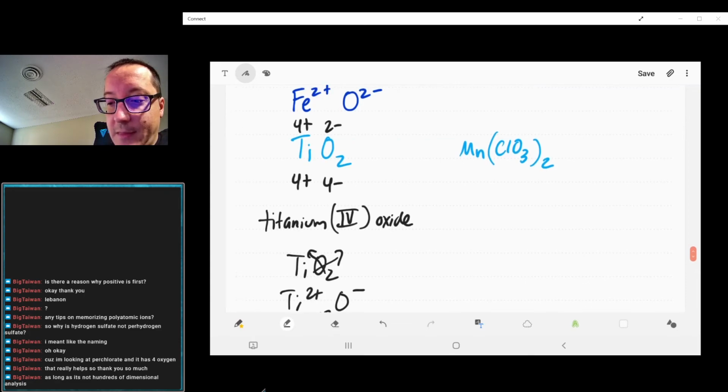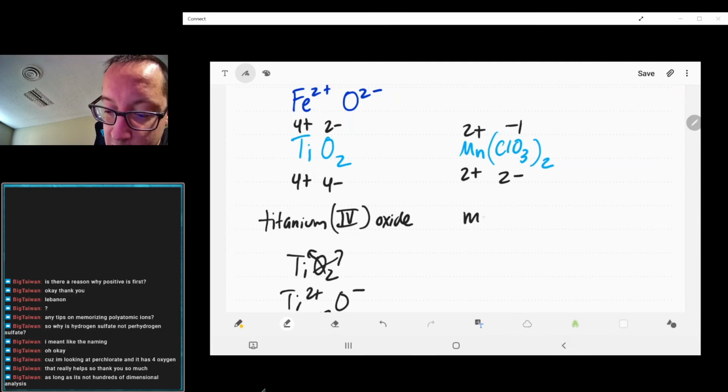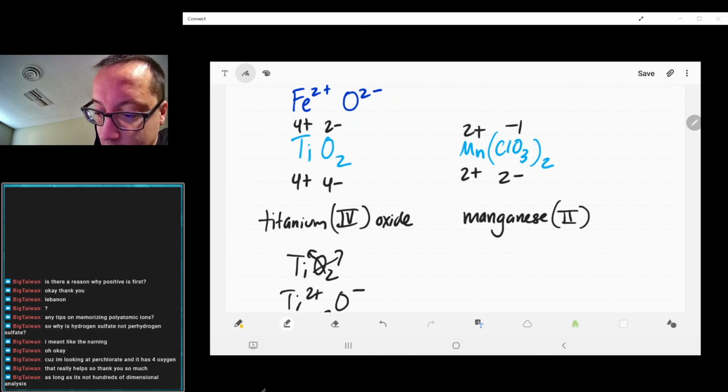Alrighty. If we look at the next one, we know chlorate, not perchlorate, sorry, regular chlorate, overall has a charge of -1. If we have 2 of them, that's a charge of 2 minus overall, which means manganese must be overall 2 plus. We have 1 manganese, which means it itself is 2 plus. So we will have manganese 2 chlorate.